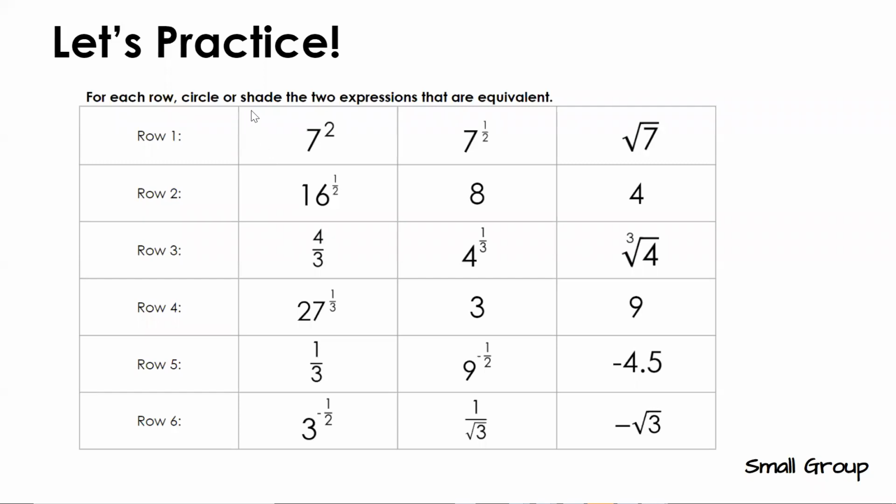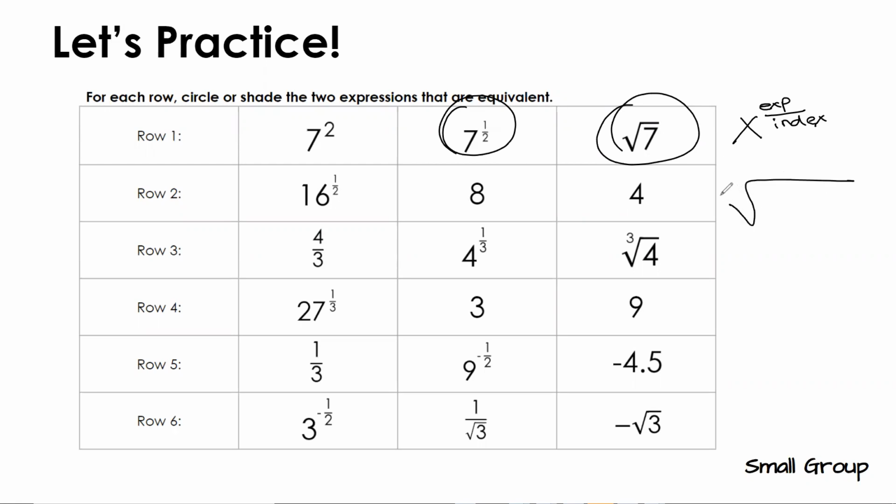So circle each row of the 2 expressions that are equivalent. For instance, we got the square root of 7, which is the same thing as taking something and raising it to the 1/2 power. Okay, fun fact, I've got like a little diagram up on the board, but I'll also write it up here. You've got x raised to the exponent divided by the index. Okay, so this is it in exponential form. In radical form, you're going to have the index in the little cubby hole and the exponent inside. Okay, so when you're rewriting this stuff, that's what it's going to look like.